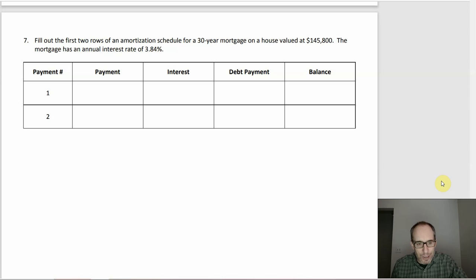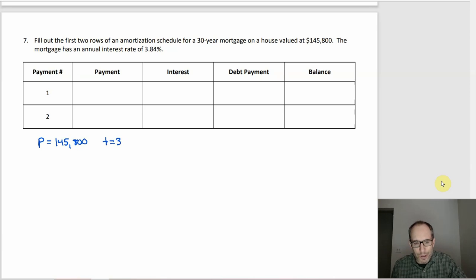All right, so P is $145,800. We know that T is 30, right? 30-year mortgage. We know that the annual interest rate is 0.0384, and we know that N is going to be 12.